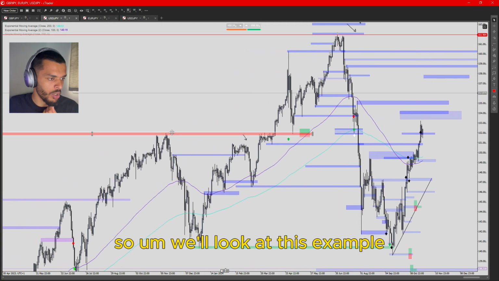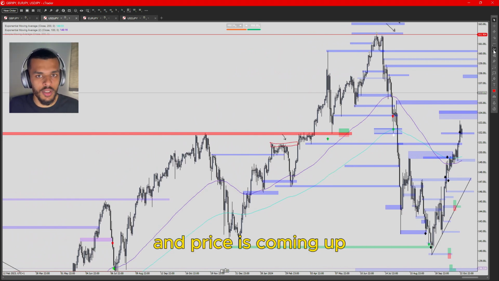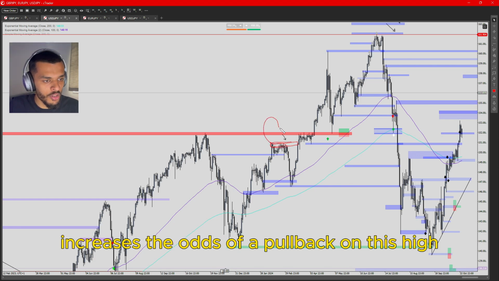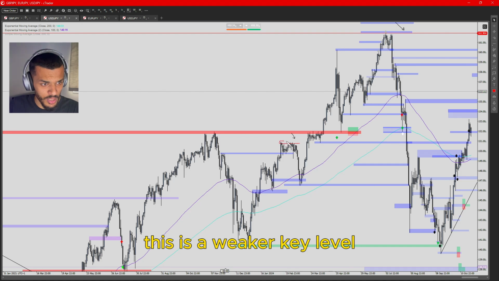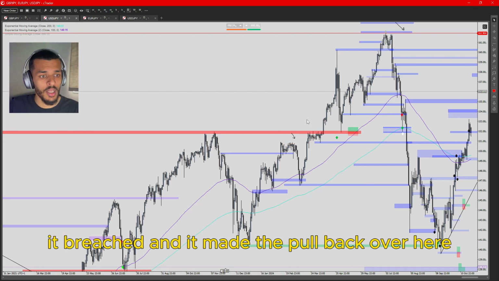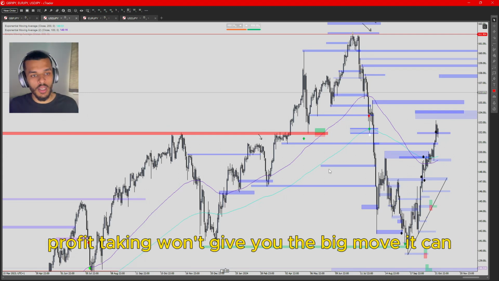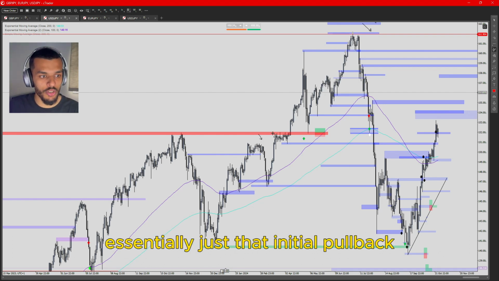So we'll look at this example. So let's say we've got this zone over here and price is coming up and it made no pullback over here, which means it increases the odds of a pullback on this high. So this is simply just key levels. This is a weaker key level. There was no reaction over here. It breached and it made the pullback over here. The one tip that I would give you in terms of profit taking won't give you the big move. It can, but profit taking is essentially just that initial pullback.